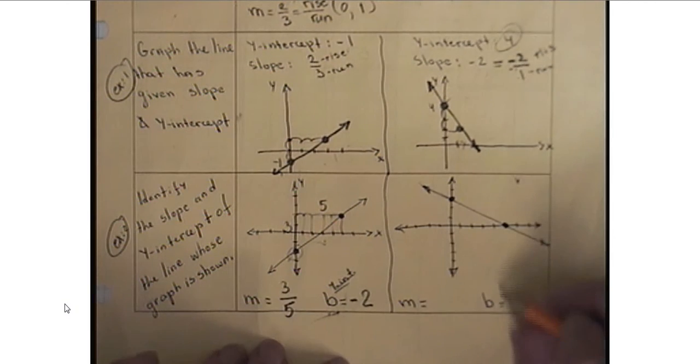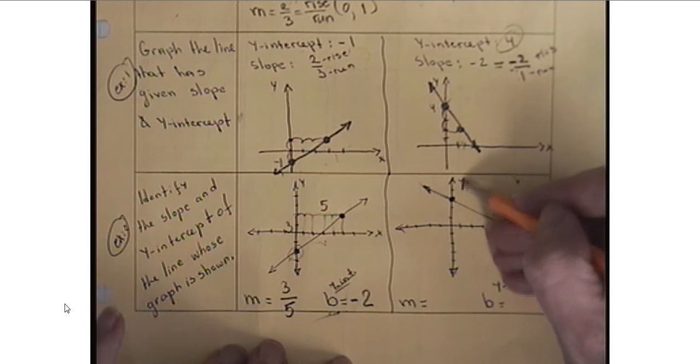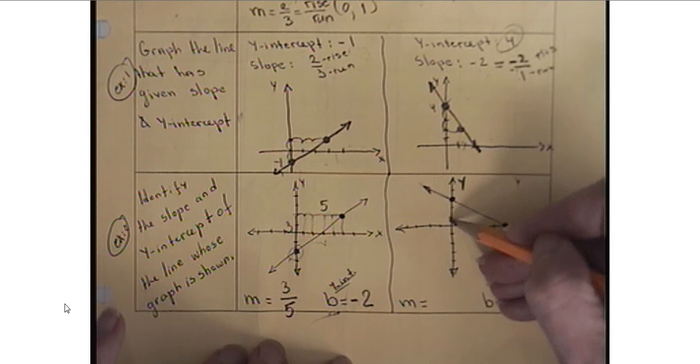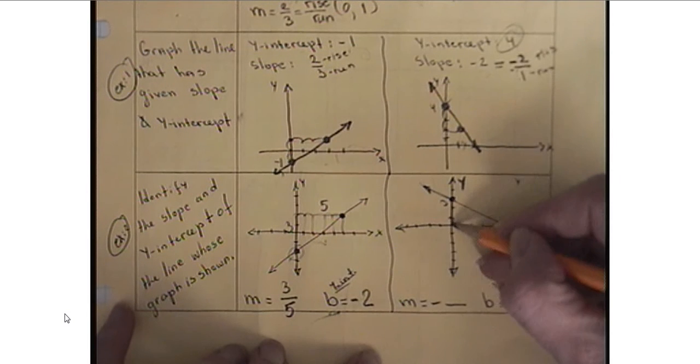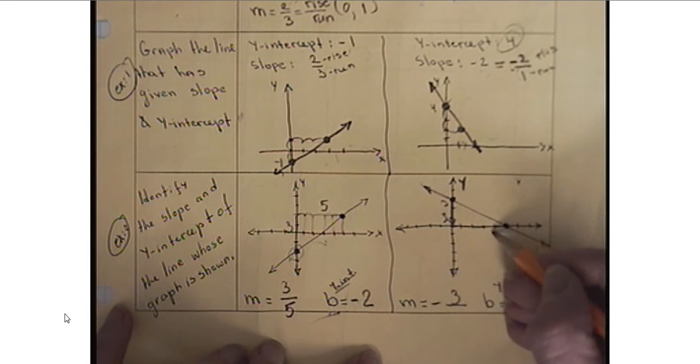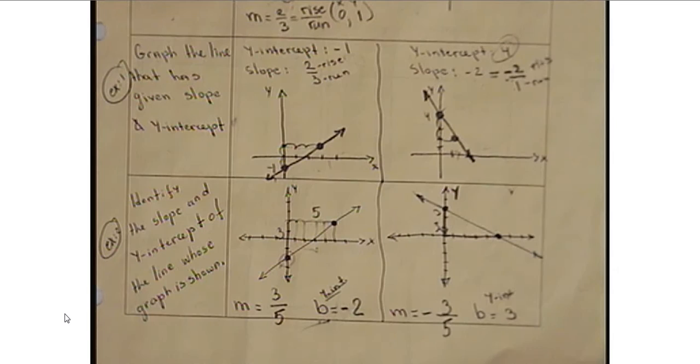Same thing with the next example. b, or y-intercept again, is right here on the y-axis. And this will be 1, 2, 3. So +3 is b. And the slope, now we have a negative slope. And we have to get from here all the way to here. So we rise 1, 2, 3 blocks, 3 blocks down. And then we run 1, 2, 3, 4, 5 blocks to the right. So -3 over 5 will be the slope.